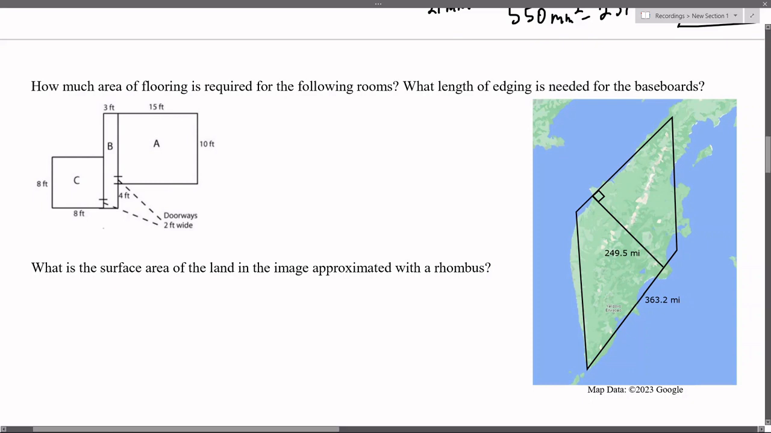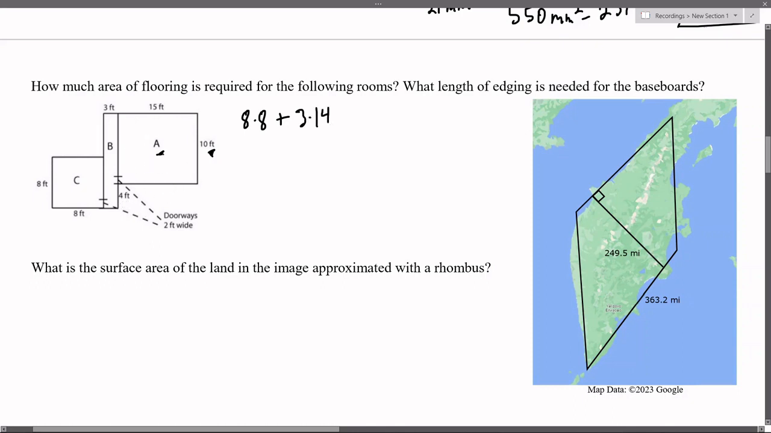So let's find the area first. We can see here that we have room C is an 8 by 8 square. So we know that area is going to be 8 times 8 feet. We're going to add that to the hallway here, which is B. And that looks to be, let's see, it says 4 feet here. And this full length is 10 feet. So this entire length here is going to be 4 feet and 10 feet, or 14 feet. So it's going to be 3 by 14.